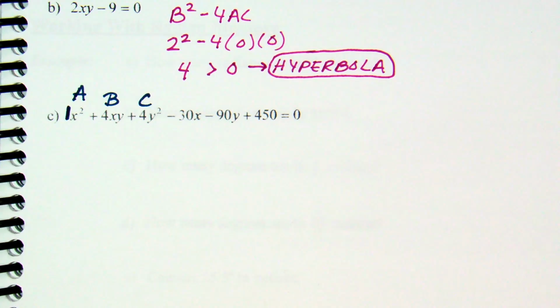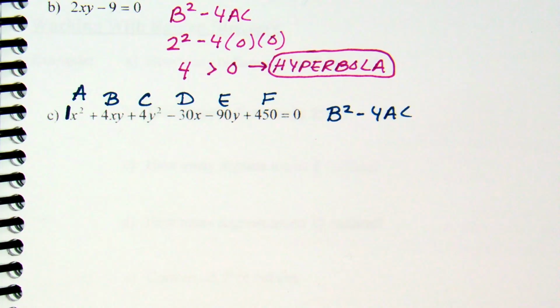Okay, did you guys figure this out? Yes. 4 squared minus 4 times 1 times 4. 16 minus 16, which is 0. What do you know about the parabola? Or as half my class just said, it's a parabola.